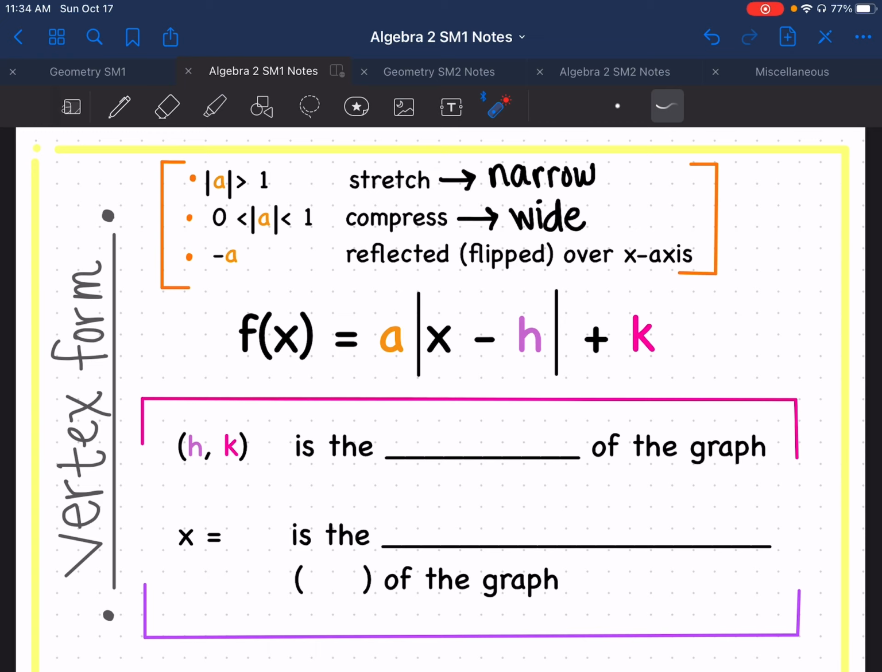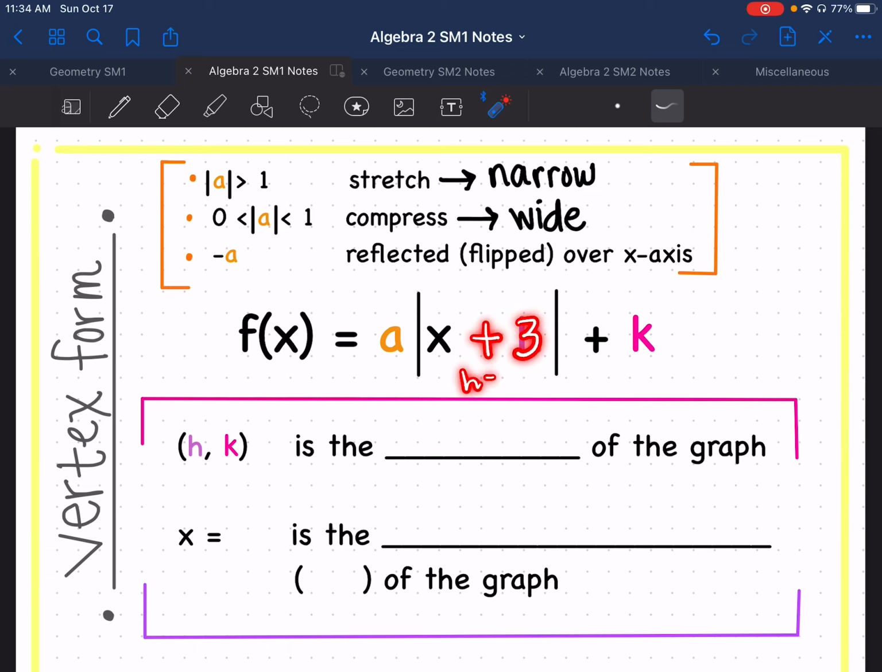All right, H and K are going to tell you if you're going to move left or right, up or down. Okay, remember H is tricky. H is tricky. The formula for it says minus. So when H is negative, it's going to look like a plus.